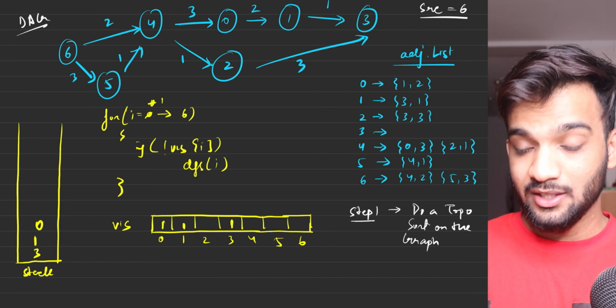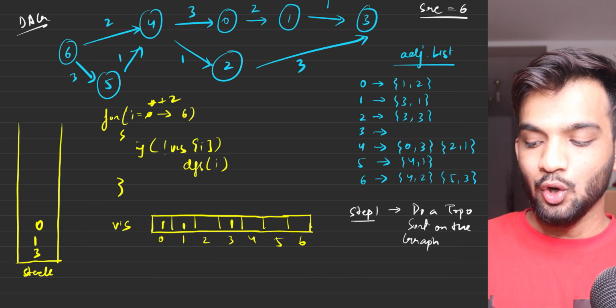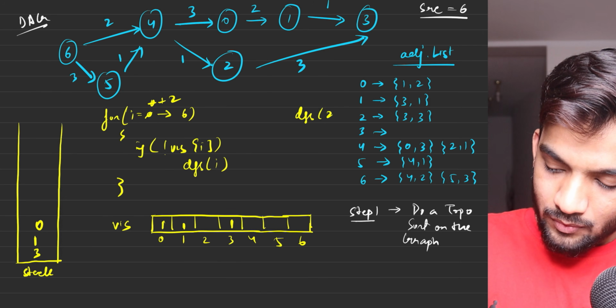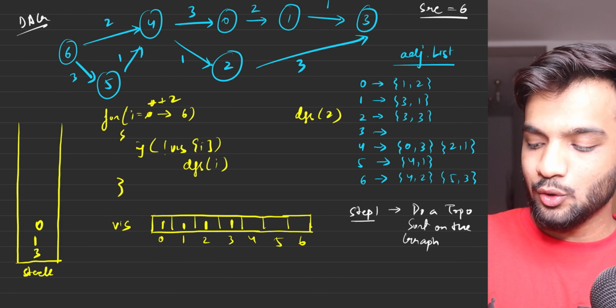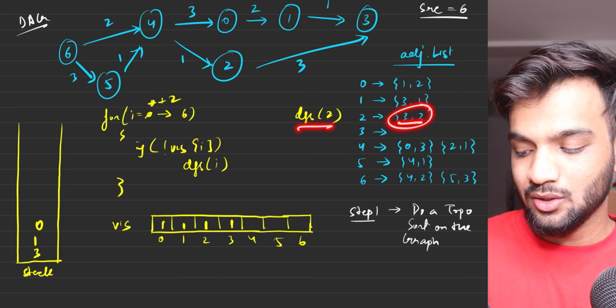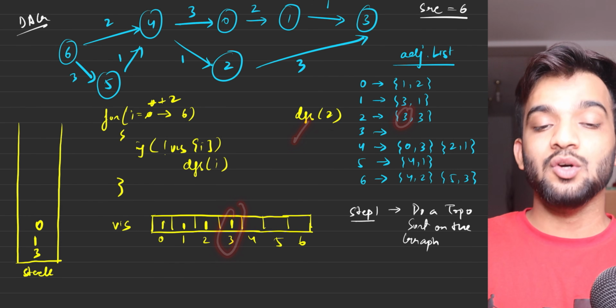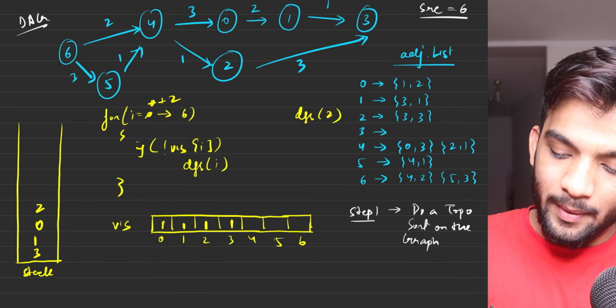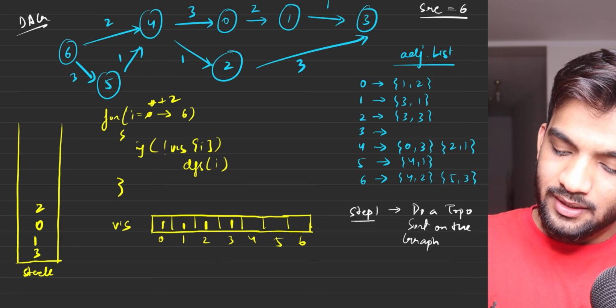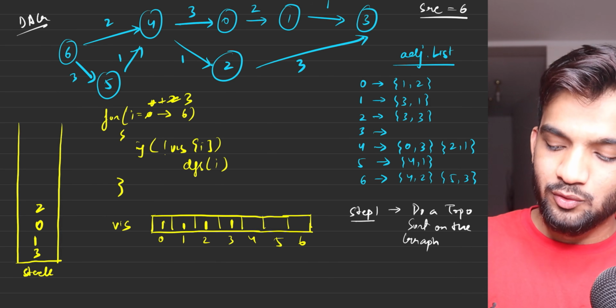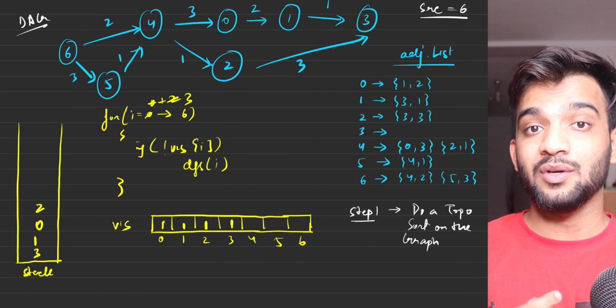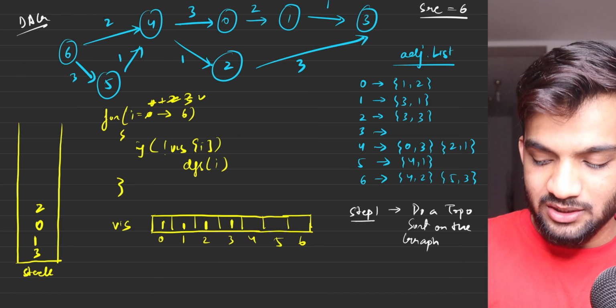1. It's already visited. 2. Not visited. Call it for 2. Mark it as visited. For 2, do we have any adjacent nodes? Yes. What is it? 3. But it's already visited. No further DFS calls. So 2 is also done. Go back. Increase the value of i. So this will be 3. Will we do a DFS call for 3? No. It's already visited.